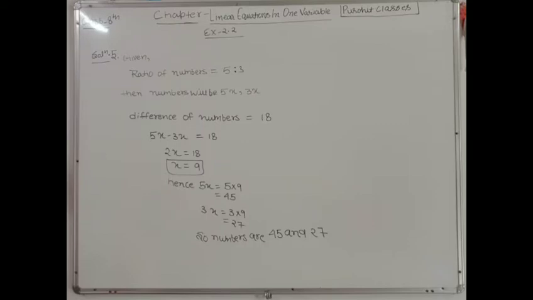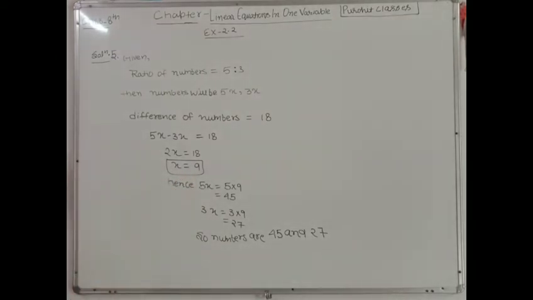Second statement was the difference of the numbers, or the numbers differ by 18. The difference is positive, and one obtains a positive difference by taking the greater minus the smaller. So as you can see, 5x is greater than 3x, so here I have written 5x minus 3x equals 18. That will become 2x equals 18, and we have found the value of x, that will be equal to 9.